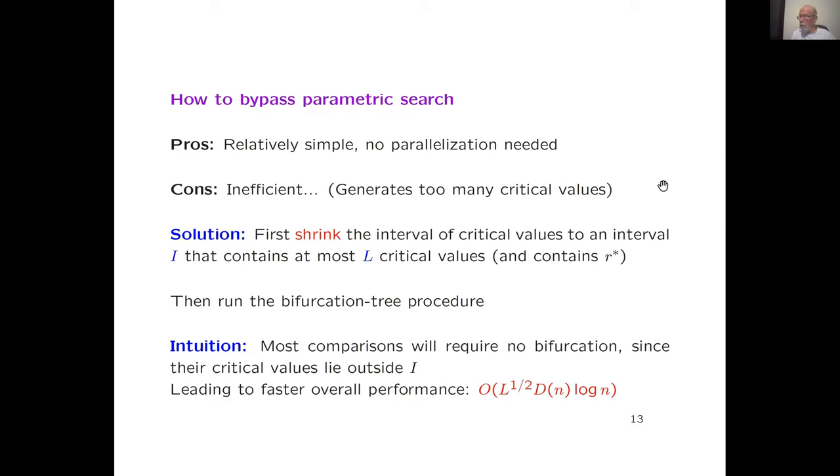And again, I don't want to go into the technical details, which are a bit complicated, but if you do it right, you get the cost of the bifurcation is L to the 1/2 times D(n). D(n) is the cost of the decision procedure on input of size n log n. You notice that in the RSP, reverse shortest path problem, if L is n squared, if we don't do anything, and D(n) is n, we get here a quadratic algorithm, an n squared log n algorithm, which we don't like. Okay. So the interval shrink.